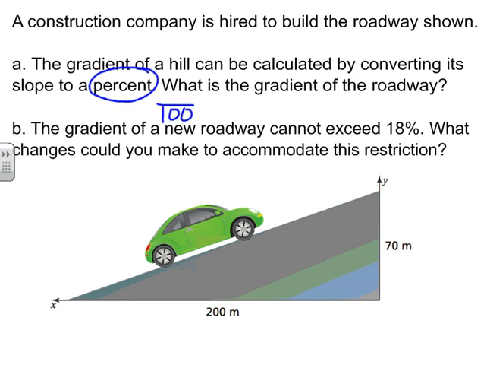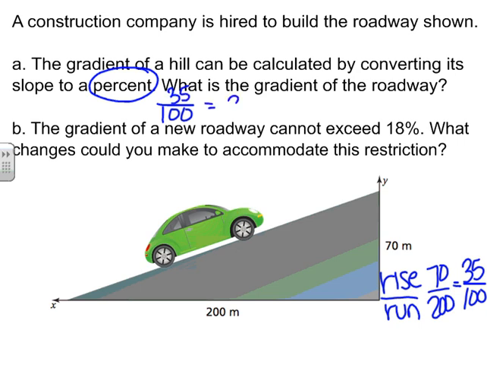So we're going to find the slope. Rise over run is 70 over 200. Okay, and since we want it as a percent, we're going to convert it so that it's out of 100. So divide by 2, and we get 35 out of 100, which would then be written as 35%. So as far as a road that you drive on the street, that's really, really steep. It says that the gradient of a new roadway cannot exceed 18%. What changes could you make to accommodate this restriction?